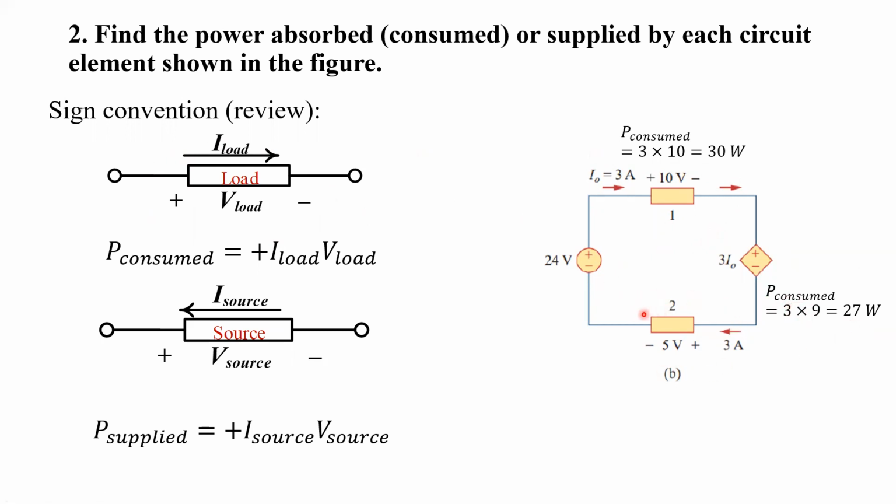For this element, also we can see that current is flowing from positive to negative terminal, right? So it's also a load. It's also consuming power. Power consumed is given by 3 into 5, which is 15 watts. Here, for this voltage source, we can see that current is flowing from negative to positive terminal, right? Since current is flowing from negative to positive terminal, it is supplying the power. And the power supplied by this source is given by P supply equals 3 into 24 equals 72 watts.